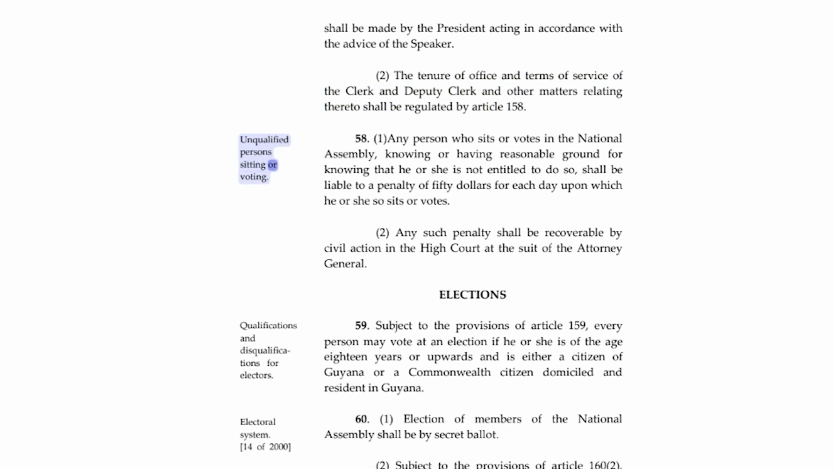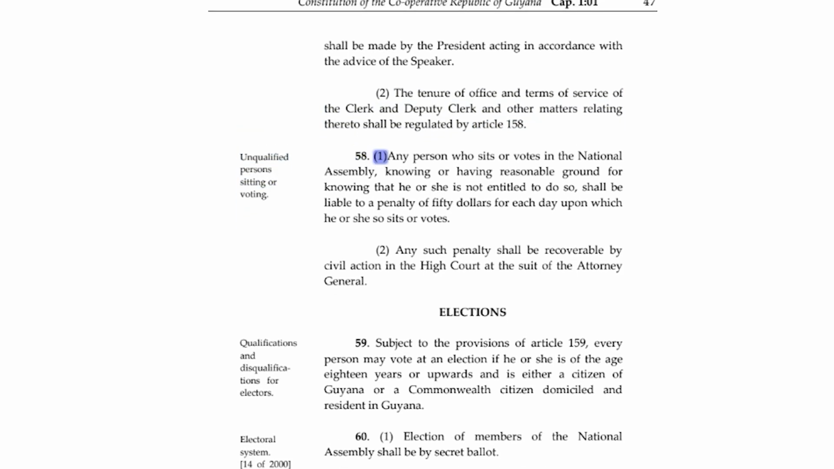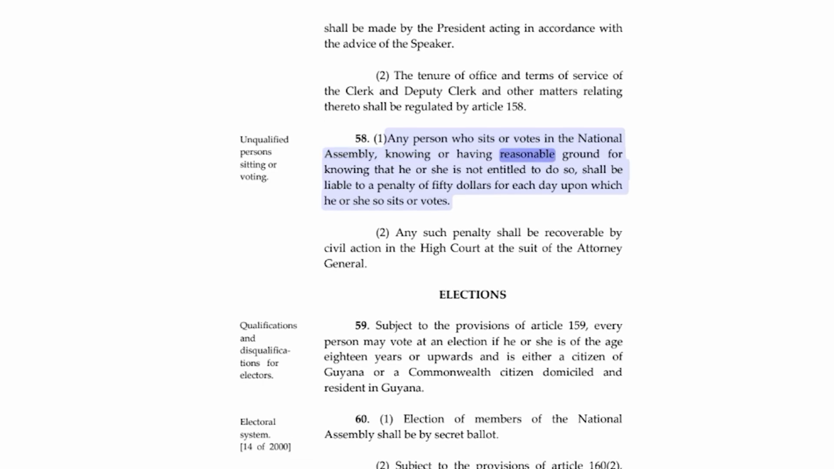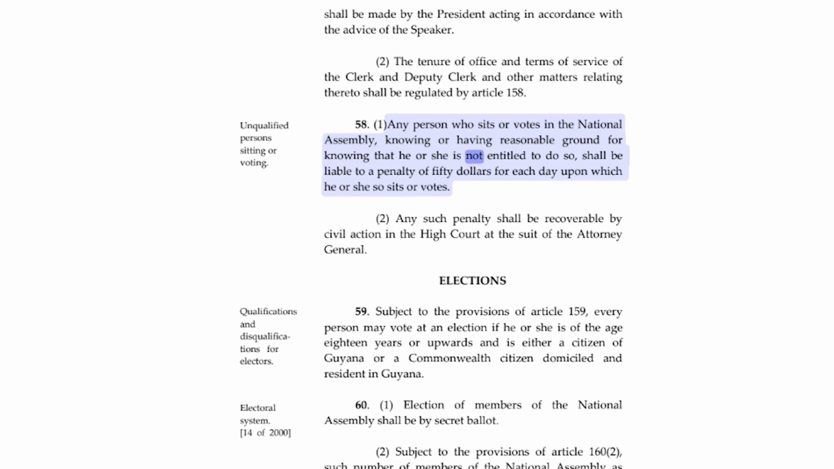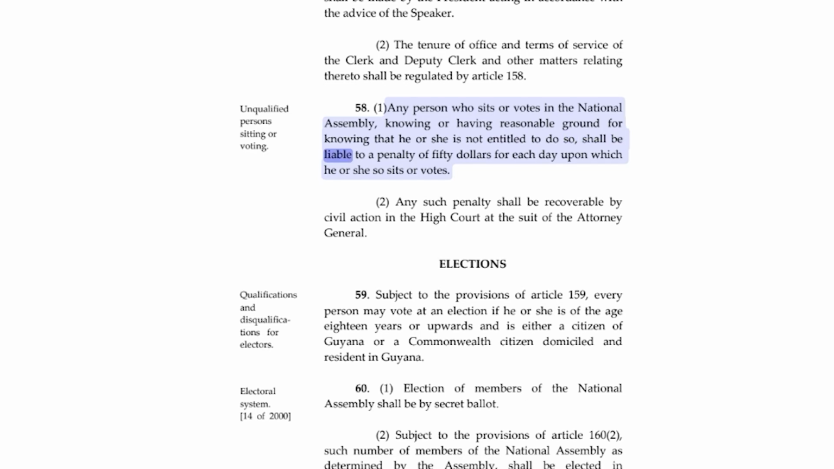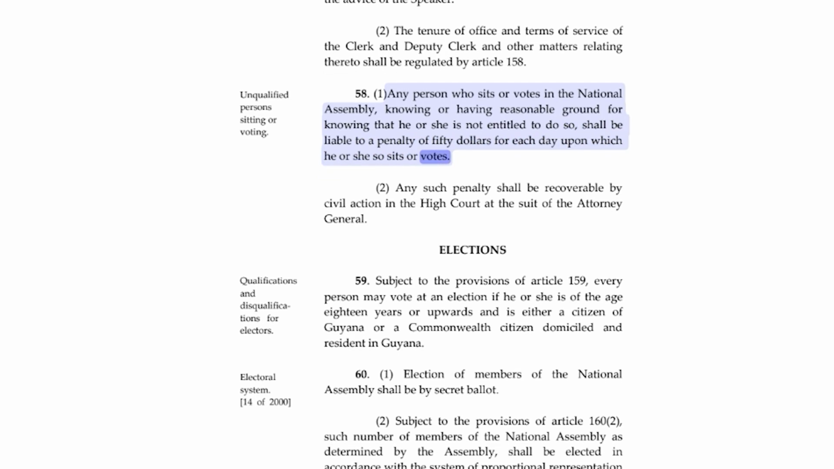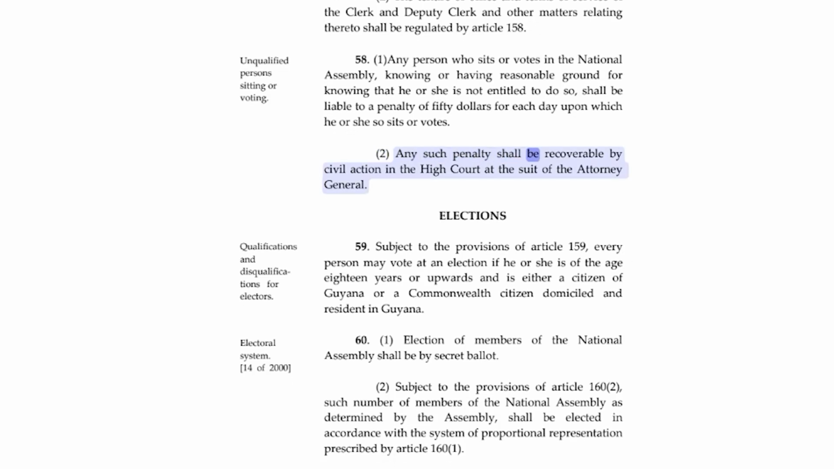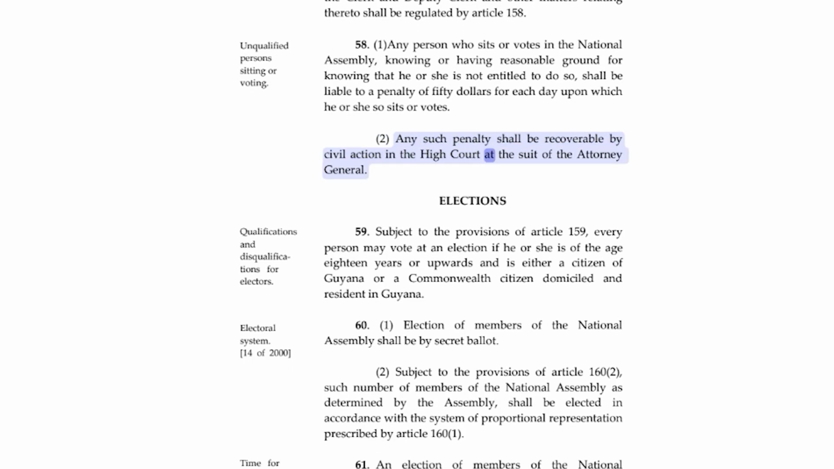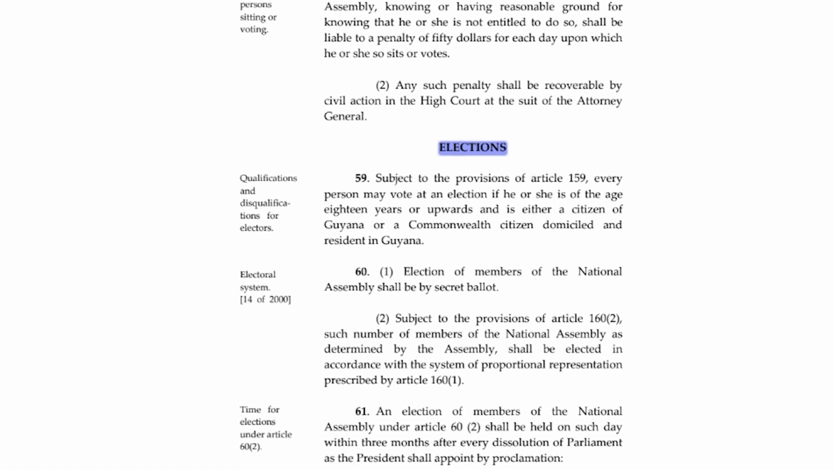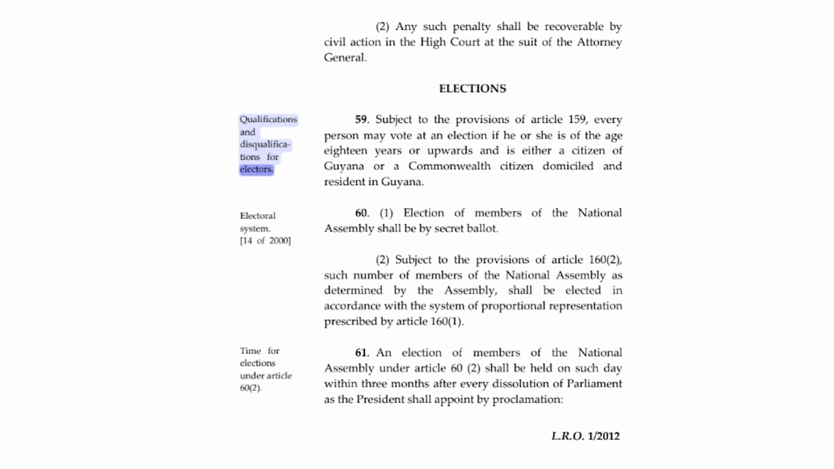Unqualified persons sitting or voting. 58. 1. Any person who sits or votes in the National Assembly, knowing or having reasonable ground for knowing that he or she is not entitled to do so, shall be liable to a penalty of $50 for each day upon which he or she so sits or votes. 2. Any such penalty shall be recoverable by civil action in the High Court at the suit of the Attorney General.